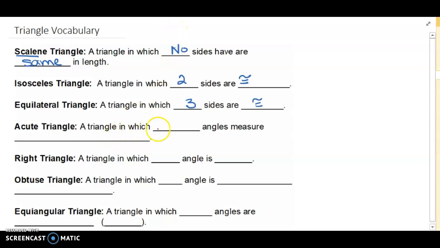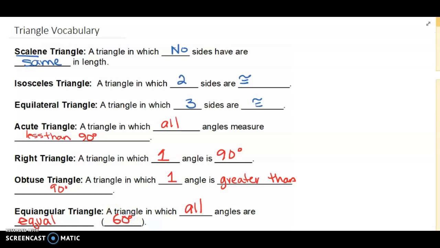Okay, an acute triangle is a triangle in which all angles measure less than 90 degrees. And then a right triangle has one angle that is equal to 90 degrees. An obtuse triangle has one angle that is greater than 90 degrees. And then equiangular is just a triangle in which all angles are equal, just like it sounds. And if all angles are equal, that means each one has to be 60 degrees.